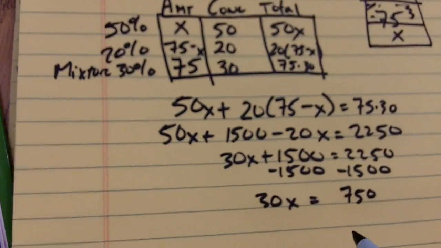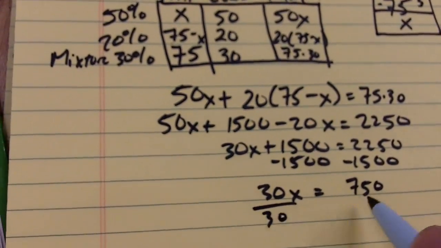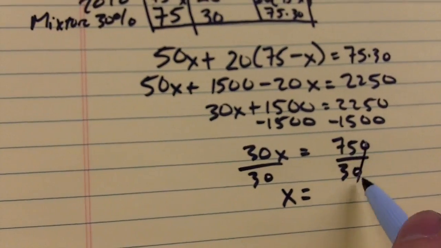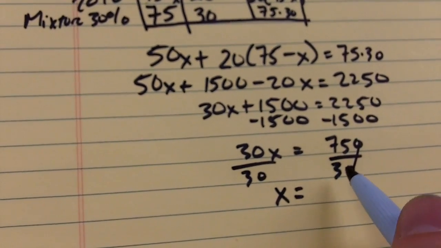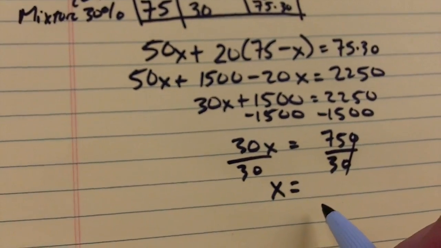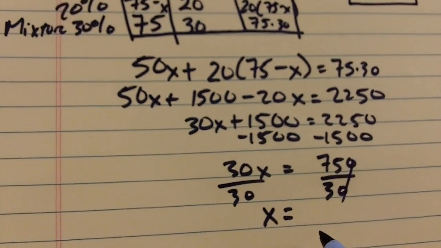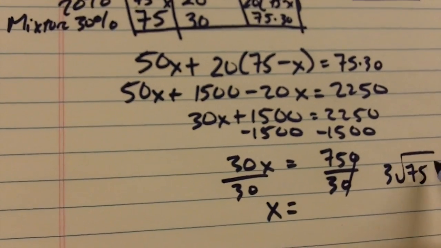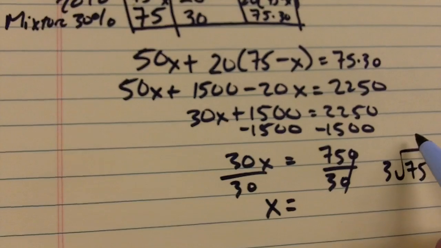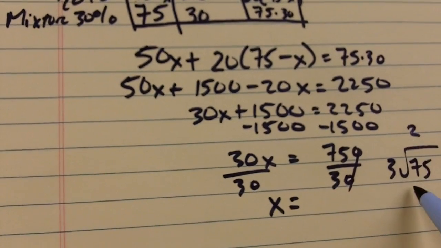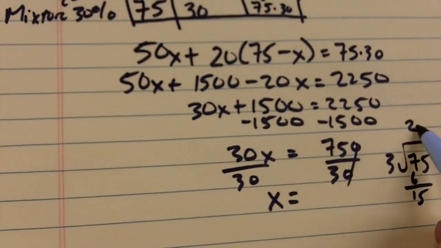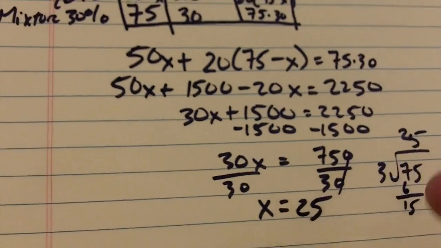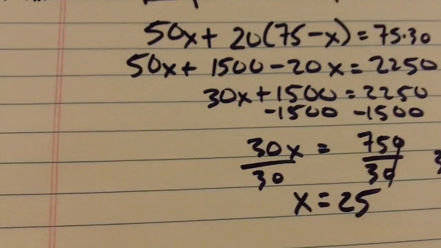There's my table if you want to see it again. That's where all those numbers came from. 30x equals 750. Divide both sides by 30. X equals, those are gone, how many times does 3 go into 75? We'll actually work this thing out. It's going to be 18. Let's see. 3 goes into 7 twice, 6, 1, 5, 25. Oh, I don't know why I made that so hard. X is 25. Okay, the question asked, how many liters of each solution do I need?